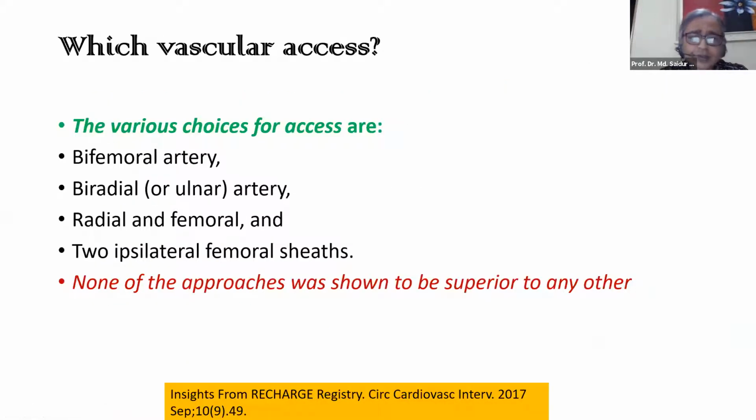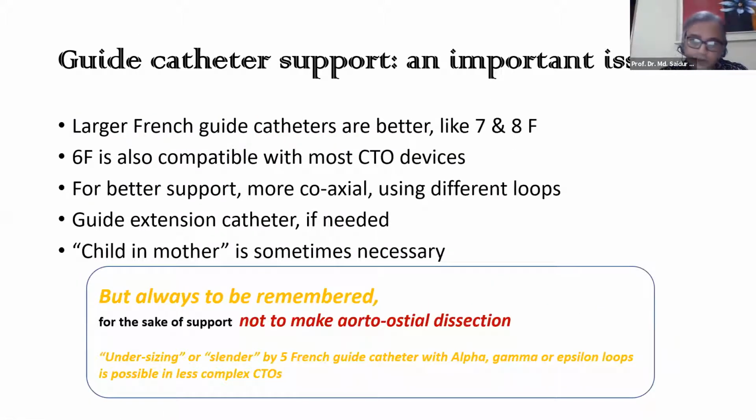Which vascular access will apply? I'm a radialist, so I usually use radial access, and for dual injection, biradial or radial-ulnar, or you can also use radiofemoral or bifemoral. None of these approaches was shown to be superior to one another. And guide catheter support is also an important issue.